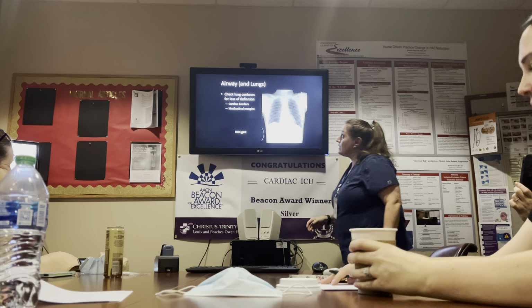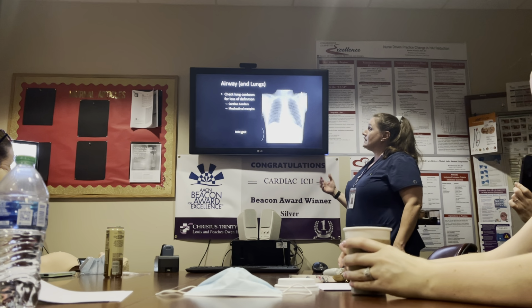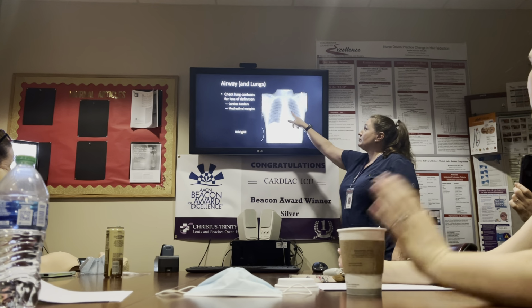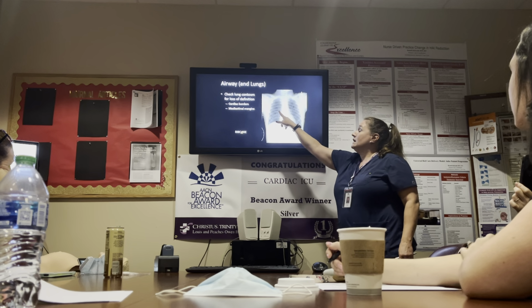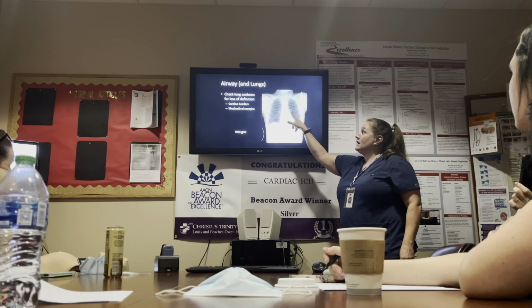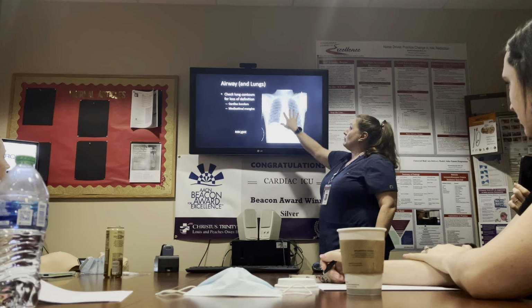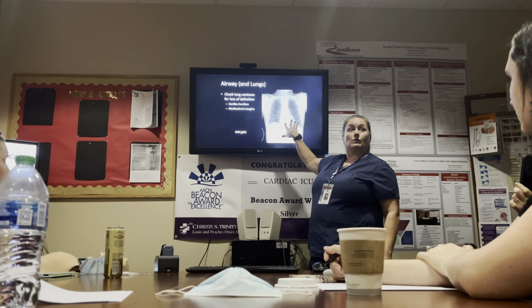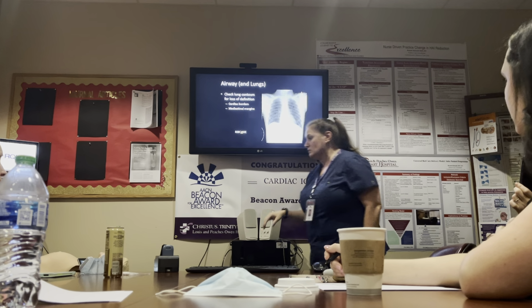Check the lung contours for loss of definition. Again, look at the cardiac borders, because your pulmonary vessels are sitting right here, and look at the mediastinal margins because things can be hidden there as well. So we'll see examples of this as we go through.